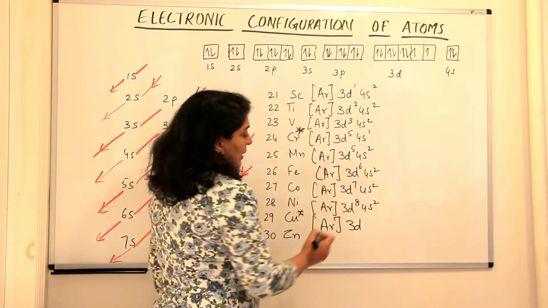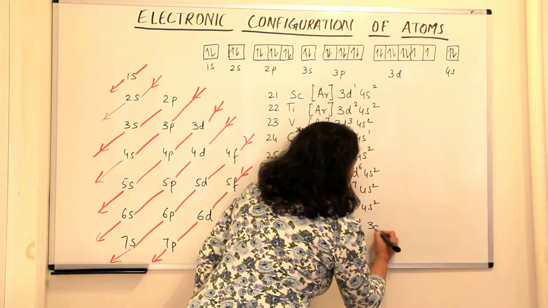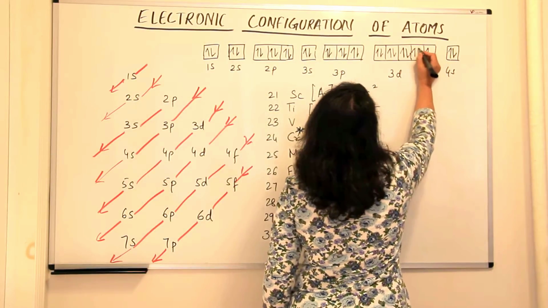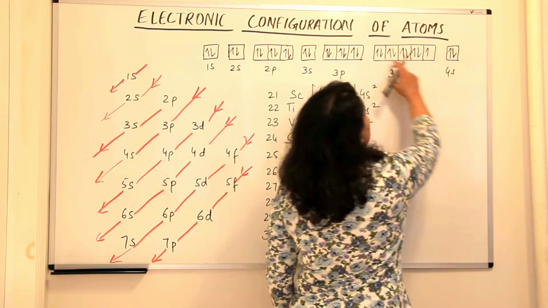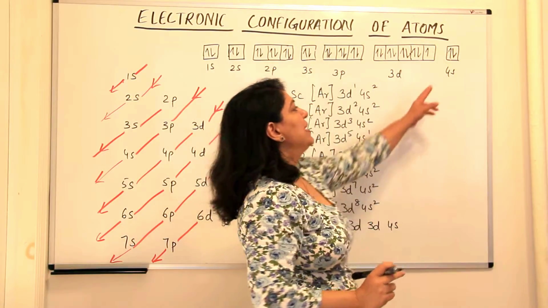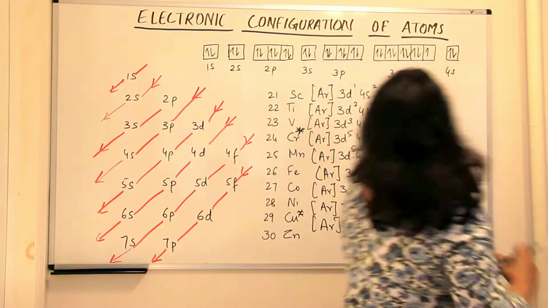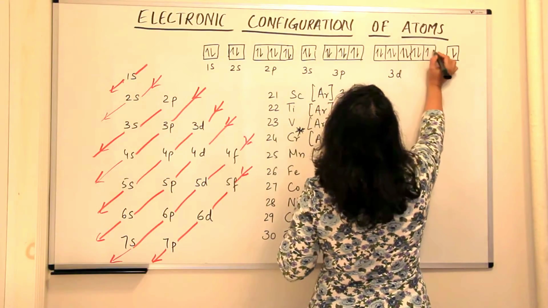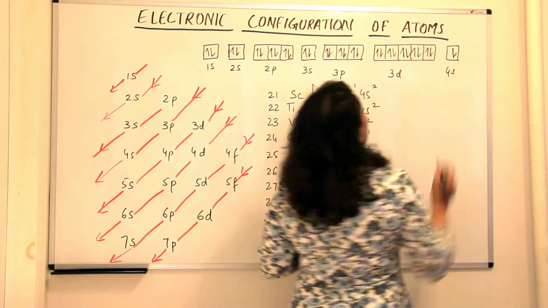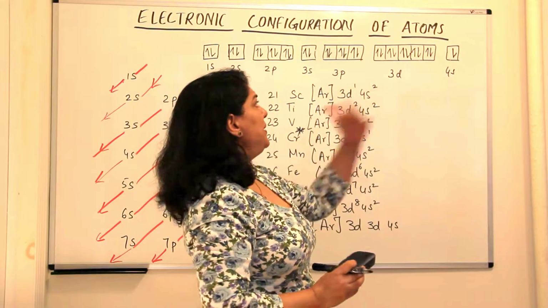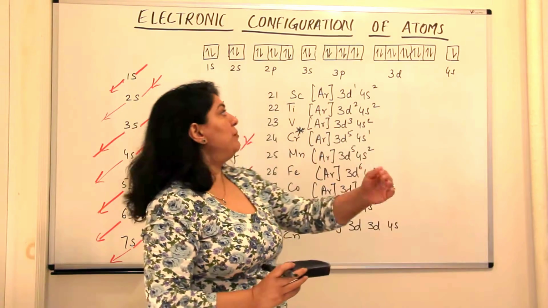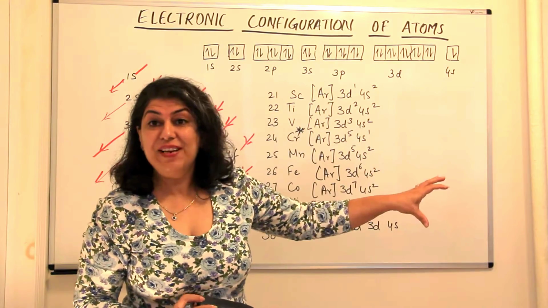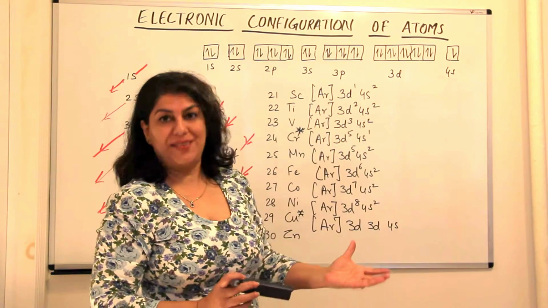and 4s2. But instead of that, 3d9, 1 electron of course comes here, but to make this completely filled, one of the 4s electrons now jumps from here and comes up to 3d. Although the energy of 4s is lower and 3d is higher, yet 1 electron jumps from the 4s to 3d in order to make it completely filled, which leads to further stability.